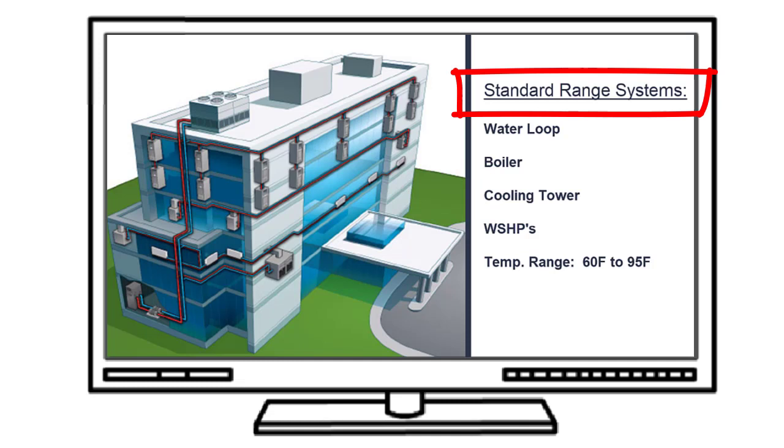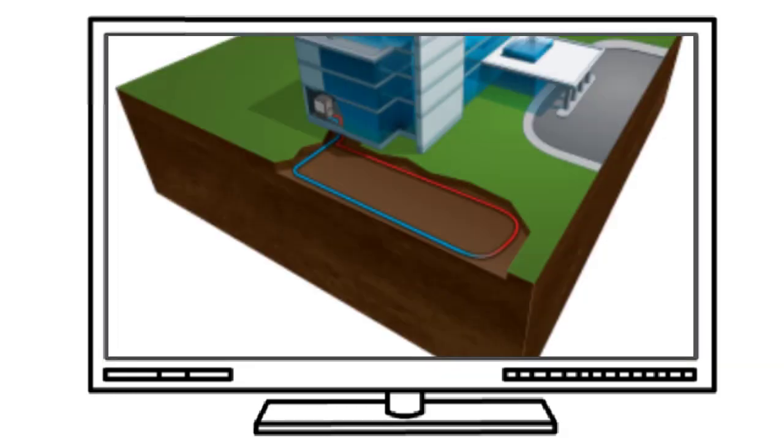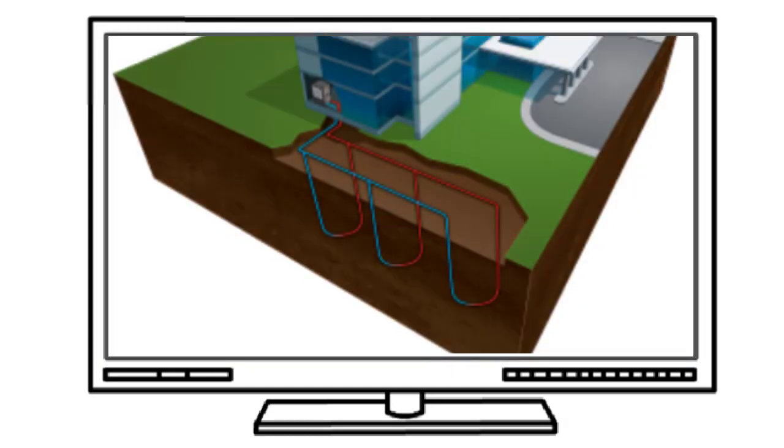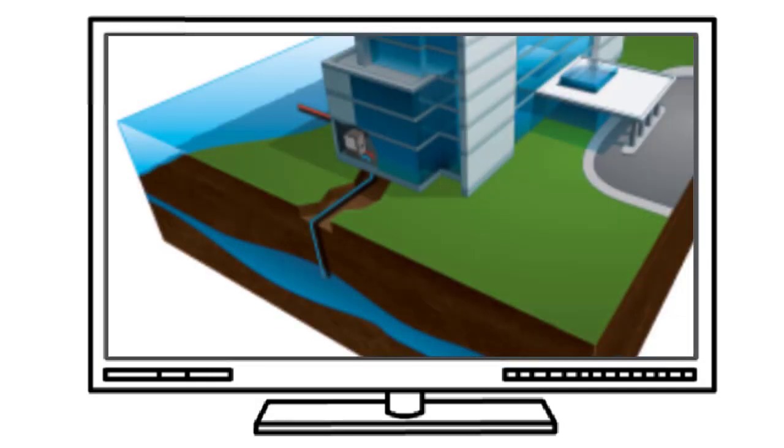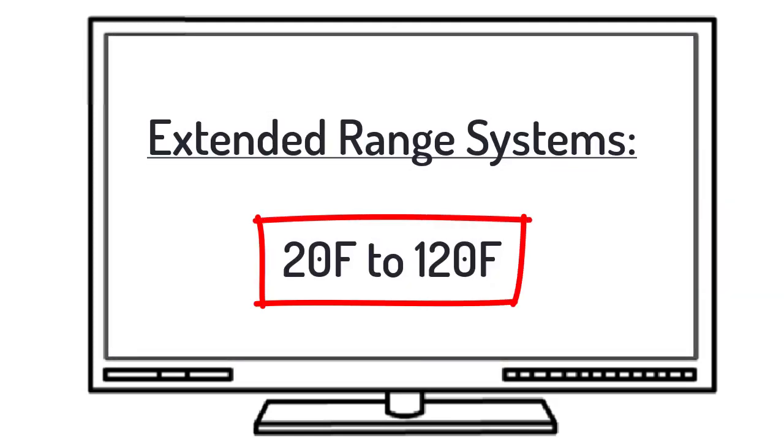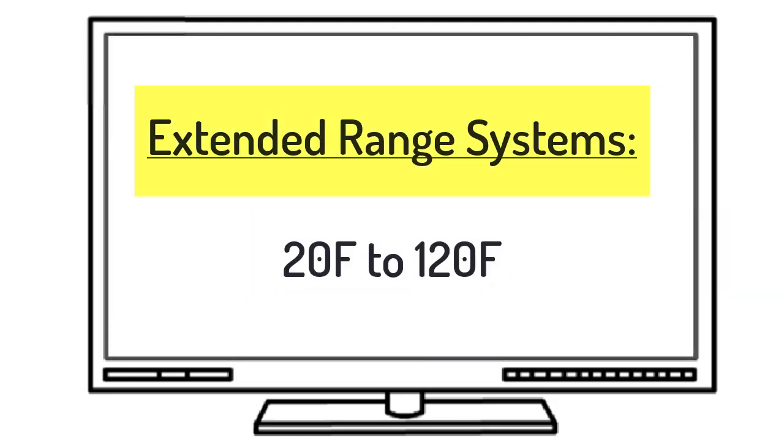range temperatures. On the other hand, when buildings are designed using geothermal or hybrid design concepts for the water loop, the temperature range changes. Whether the engineering calls for horizontal ground loops, or vertical ground loops, or pond or lake loops, or even open loop groundwater systems, overall temperature range can vary greatly, often from 20 degrees Fahrenheit to 120 degrees Fahrenheit. This is called extended range temperatures and will affect performance greatly when compared to standard range temperatures.